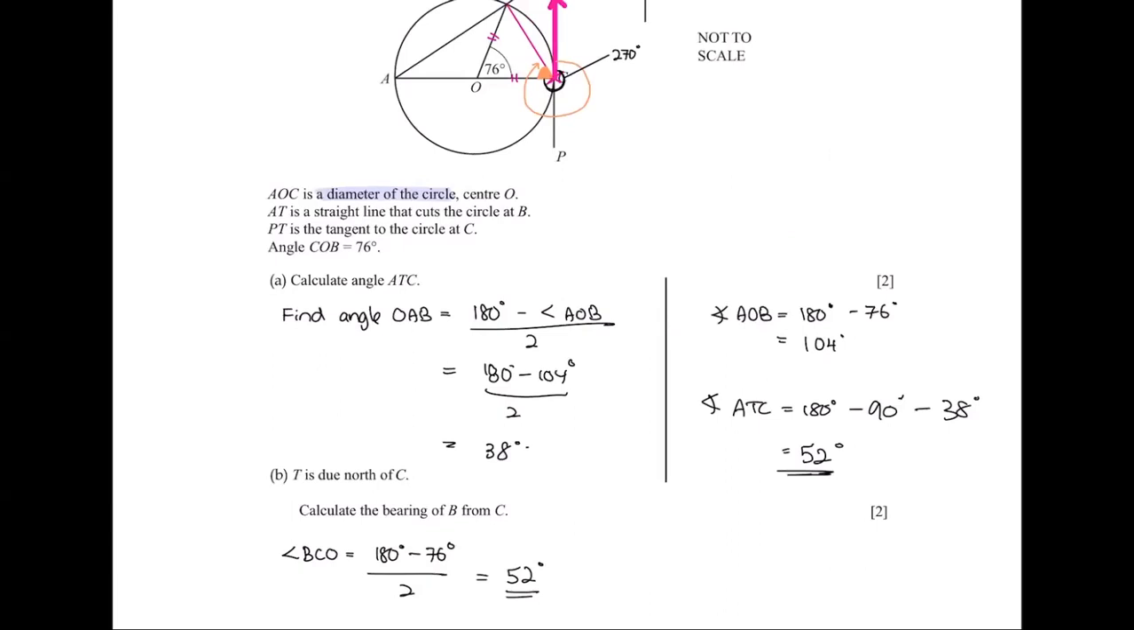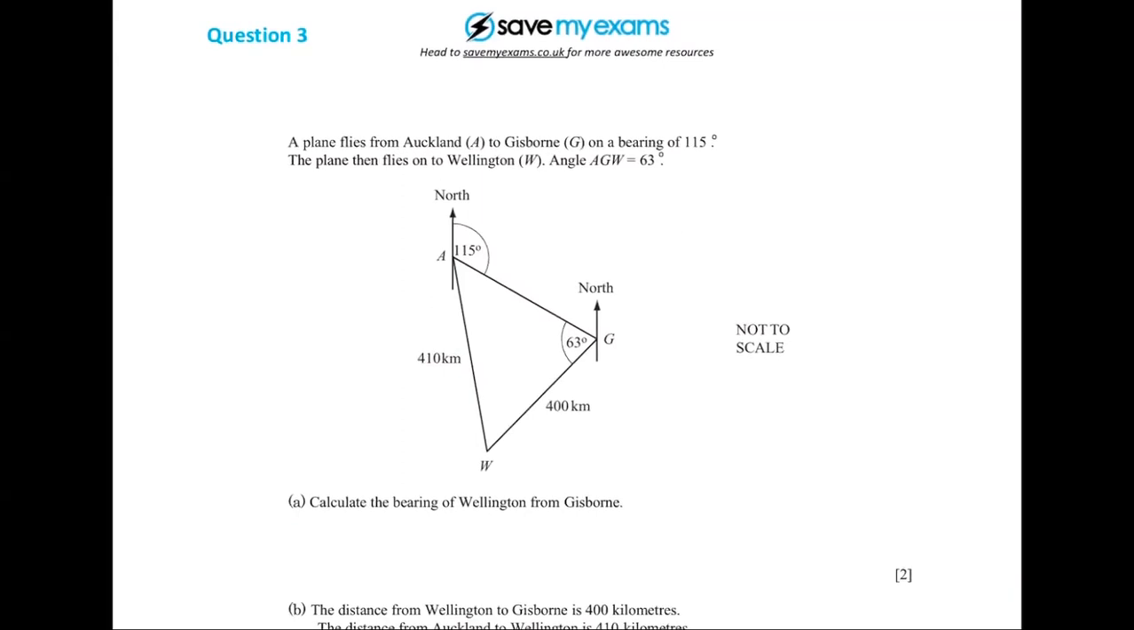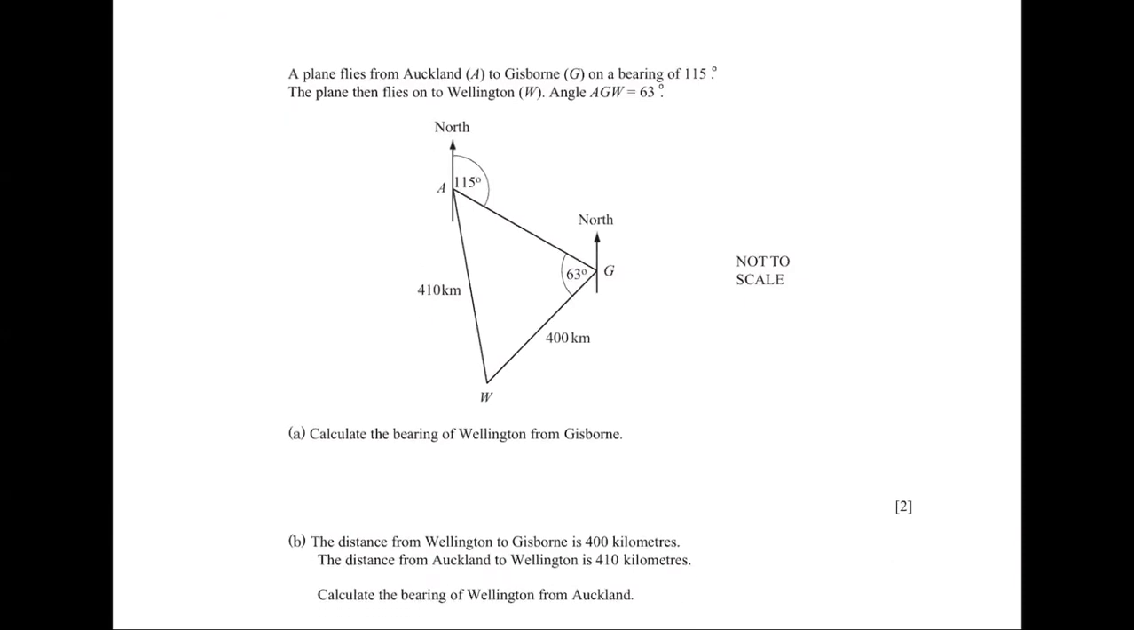For bearing questions, you need to identify what you are looking for and then slowly try to figure that out. So let's look at question 3. A plane flies from Auckland to Gisborne on a bearing of 115 degrees. The plane then flies to Wellington W, angle AGW is 63 degrees. Everything is drawn for you. Calculate the bearing of Wellington from Gisborne.